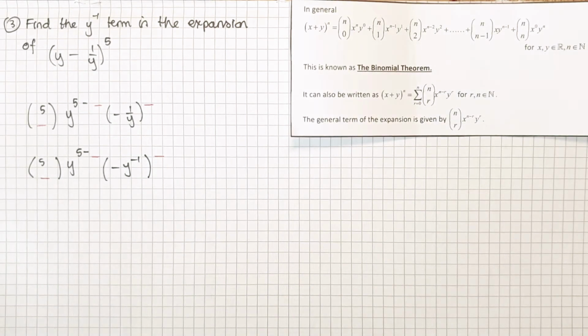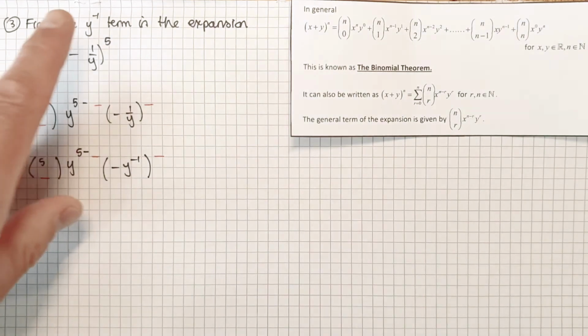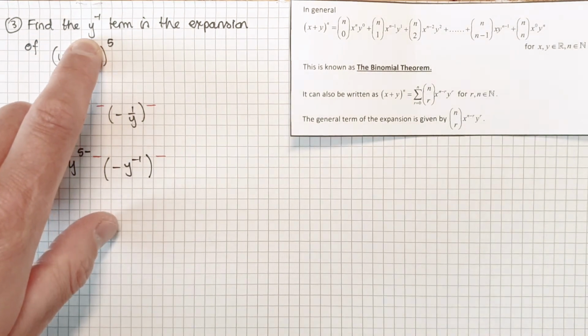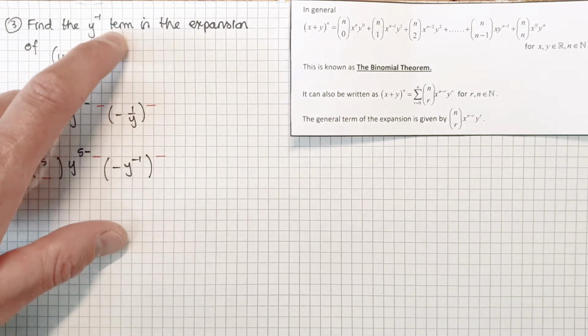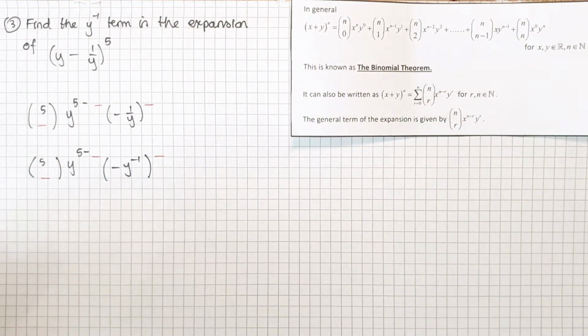Okay, so to help you with number 3 now, this time we're looking for the... I don't think I've written it out properly. Find the y to the minus 1 term. Right, so find the y to the minus 1 term in the expansion. It's asking for the full term, not just the coefficient, but it's the same thing essentially.